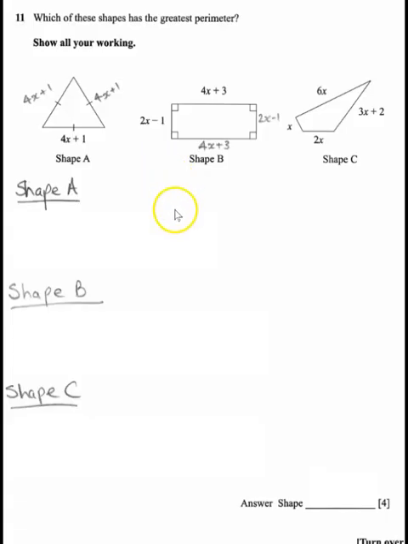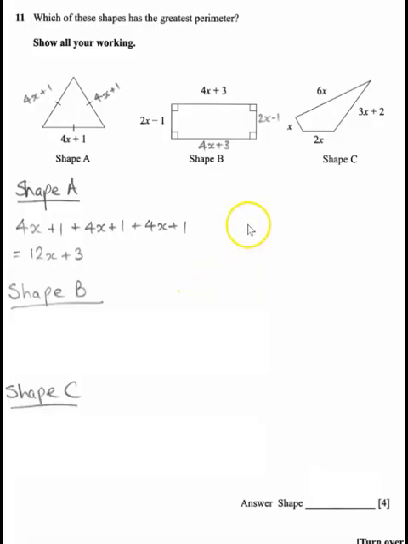So you look at shape A, and to get the perimeter of any shape, you have to add all the lengths around that shape. As you can see there, all I've done is 4x plus 1 plus 4x plus 1 plus 4x plus 1. And you collect your like terms. So 4x plus 4x plus 4x is 12x, and 1 plus 1 plus 1 is 3.